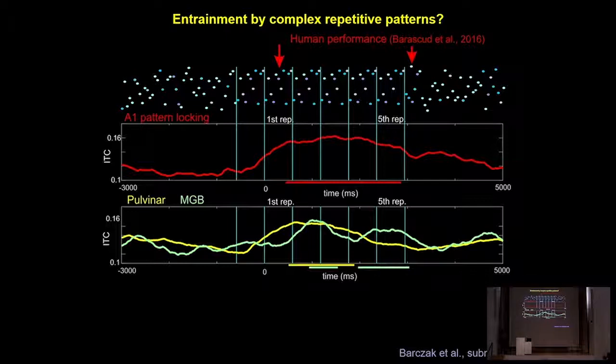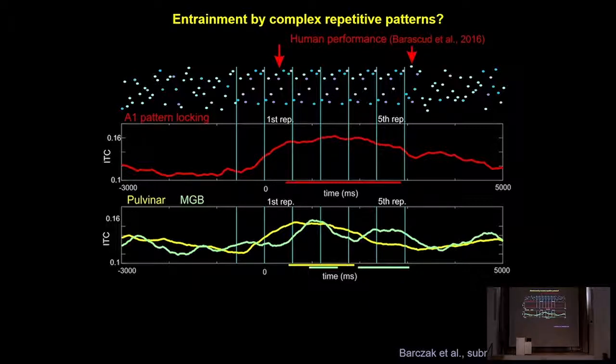What we also noted is that oscillatory entrainment, as indicated by ITC, occurred earlier in primary auditory cortex and pulvinar, meaning that it's likely not a bottom-up type acoustic-driven entrainment. It is via some top-down route that we don't know yet, but it likely involves the pulvinar.